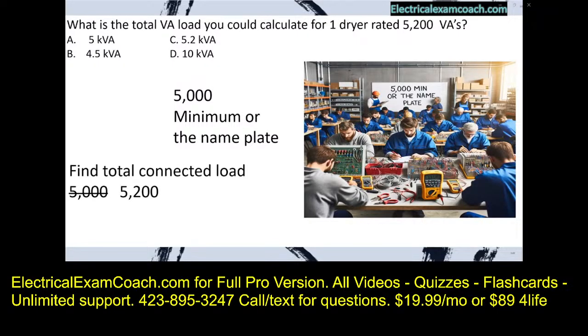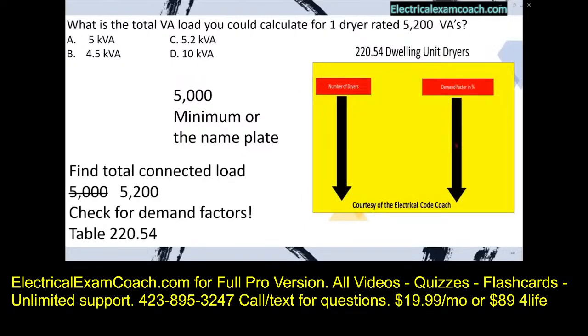Now that we have our total connected load, we're going to check for demand factors. For this, we head to table 220.54. When we get there, we find that for 1 to 4 dryers, it's calculated at 100%. There is no demand factor. And we're going to select C.